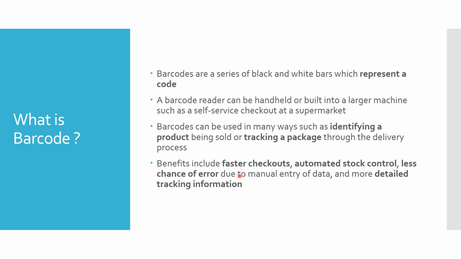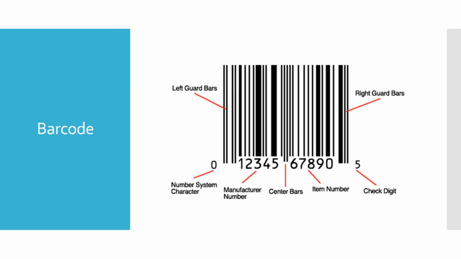So barcodes, the first benefit is faster checkout. Second is automatic stock control, means whenever you are getting something from the superstore, it will automatically update the database in the system that this much stock has been sold, and then they are going to update the stock. Less chances of errors, definitely, it's a machine and a machine always gives you less chances of error due to manual entry of data, and more detailed tracking information. सो बारकोड हमारे पास बहुत ज़्यादा एडवांटेज देते हैं फास्ट चेकआउट करने के लिए, ऑटोमेटिक स्टॉक कंट्रोल के लिए, एंड लेस चांसेस ऑफ एरर। There are different types of barcode and different parts of the barcode.